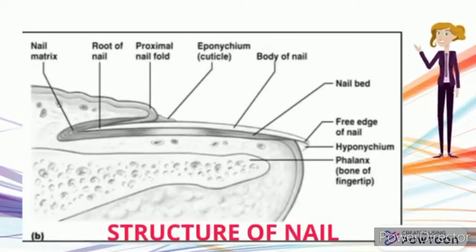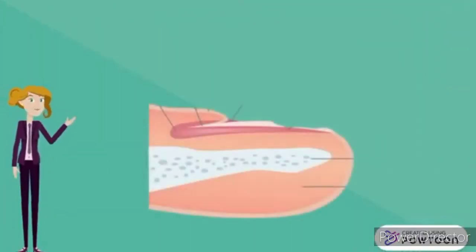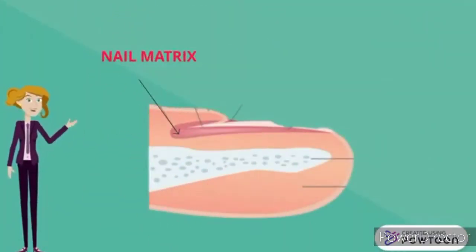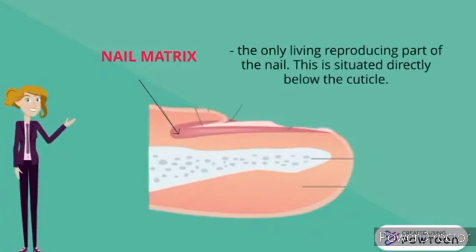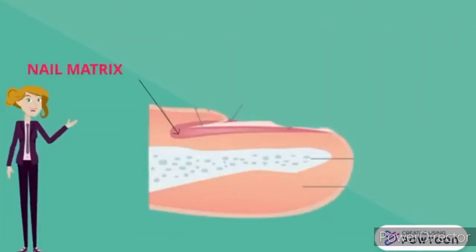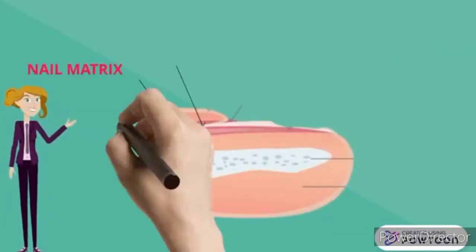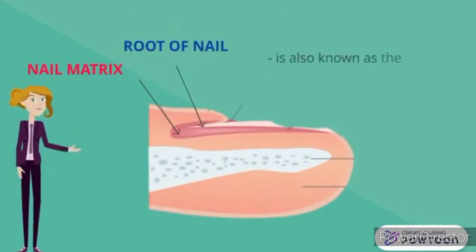Here are the second part for the structure of nail. When we say nail matrix, this is the only living reproducing part of the nail. This is situated directly below the cuticle. Next is root of nail. It is also known as the germinal matrix. The root portion of this nail lies below the skin, underneath the nail, and extends several millimeters into the finger. It produces most of the volume of the nail and the nail bed.